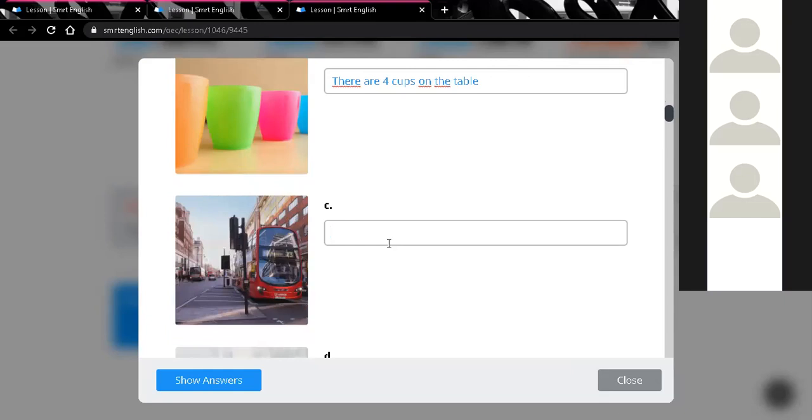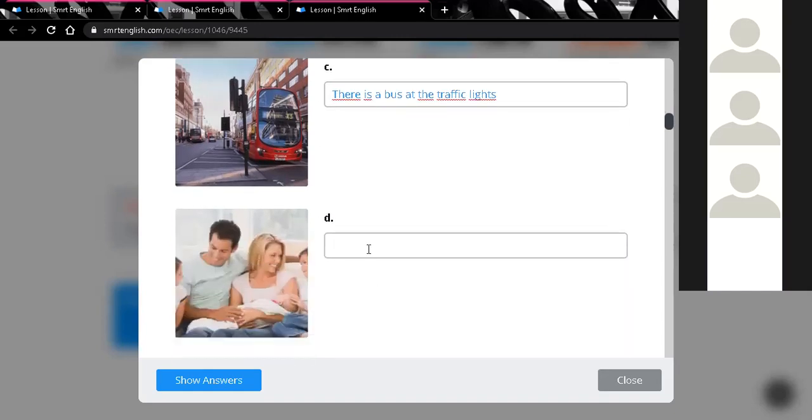C. There is a bus. A bus. There is a bus. A traffic light. At the traffic light. Okay. Letter D. What do we have in this picture?